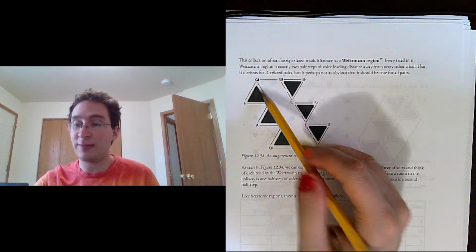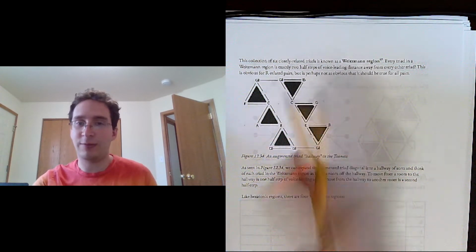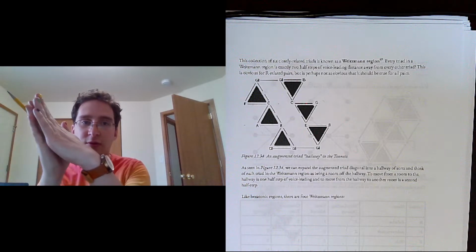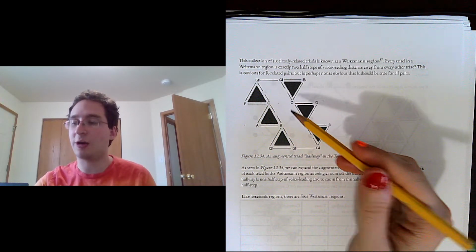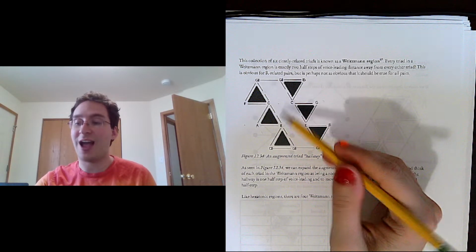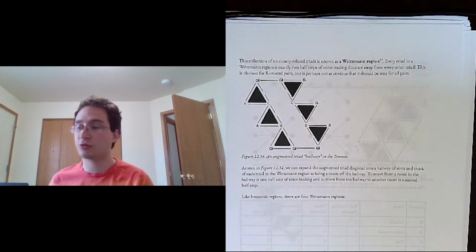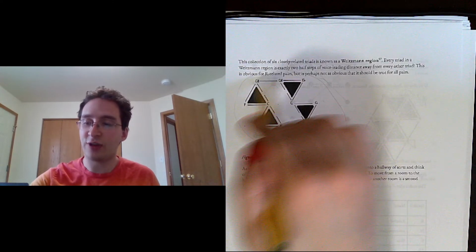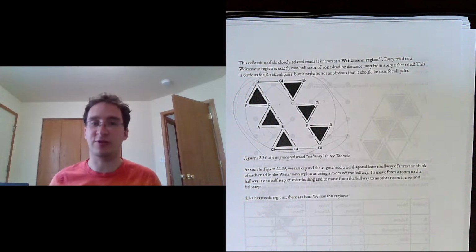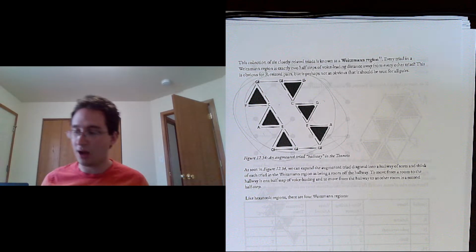Well, if you think about the augmented triad, instead of a line, we can kind of widen it out into a hallway. One half step brings you out into this augmented triad hallway, and then another half step will bring you into any of the other rooms. So these triads form what is known as a Weitzmann region. They're all 2 half steps of voice leading away from each other.